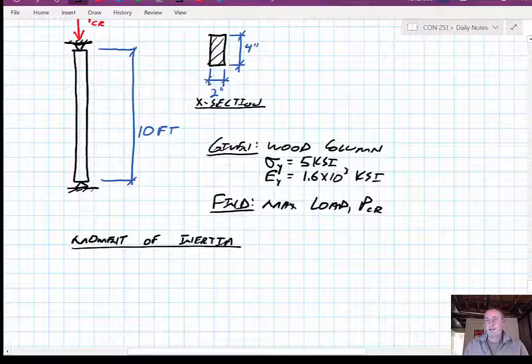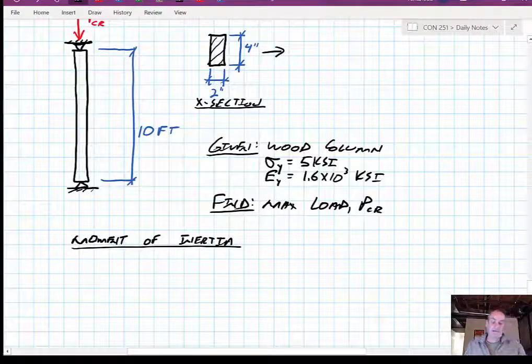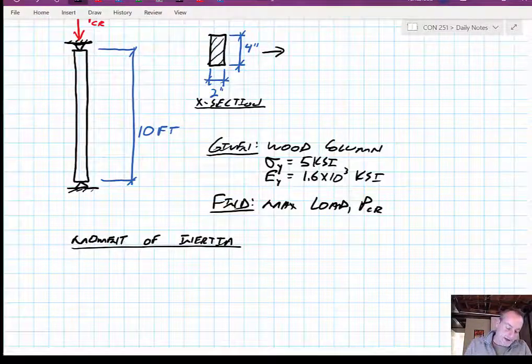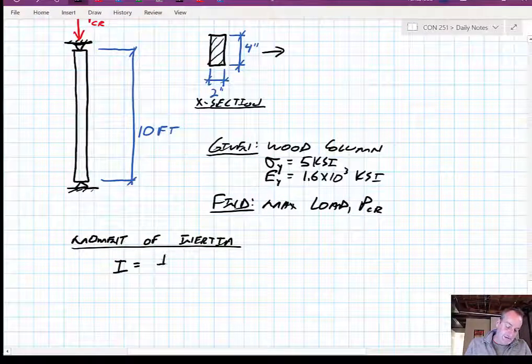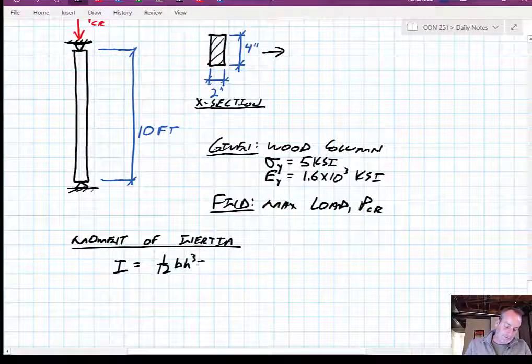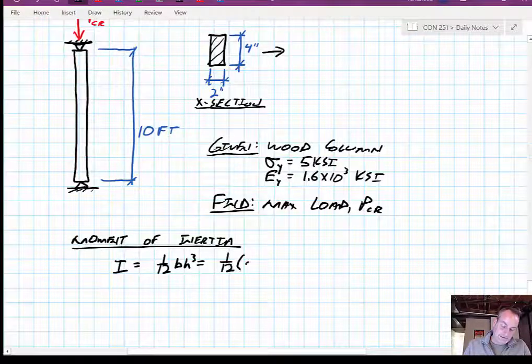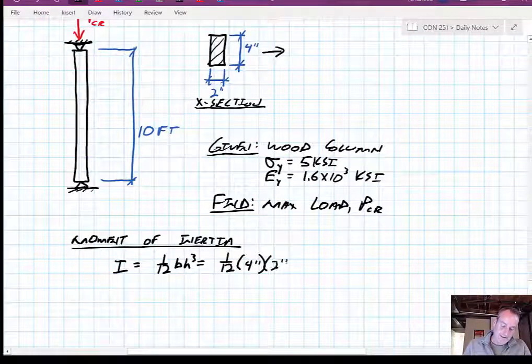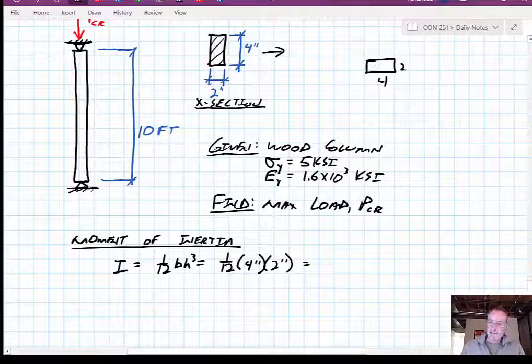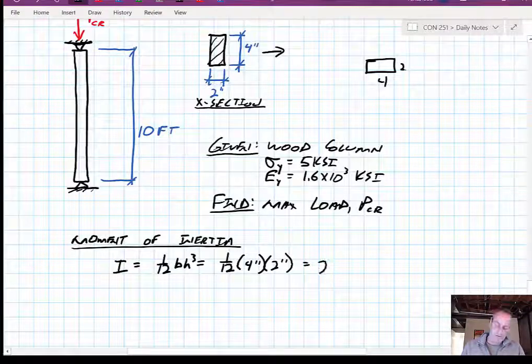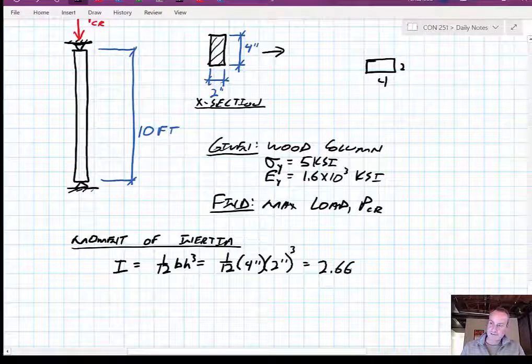Like we just said, it's going to buckle in this direction, right? The bigger dimension is stronger the other way, so it buckles in there. So I know that's my base. For the moment of inertia, it's equal to 1/12 bh cubed. In this case, the base is that 4 inches. The height is 2 inches. And I know it looks weird to say height is horizontal. If you want to, you can redraw your 2x4 the other way. It doesn't much matter. Plugging that in, I ended up with 2.667 inches to the fourth.